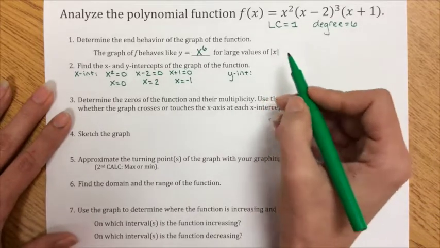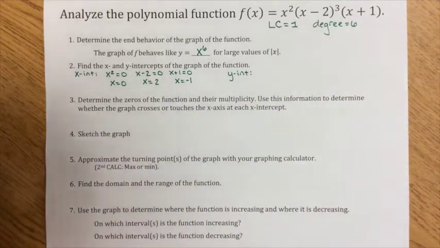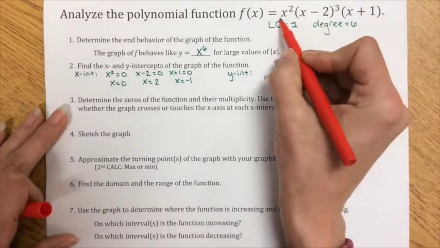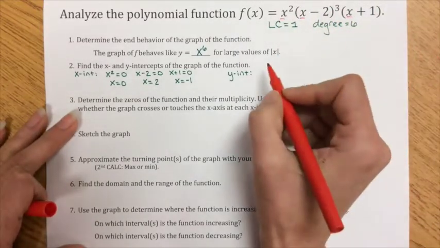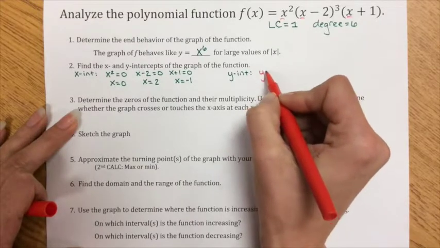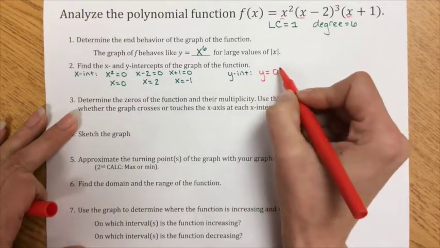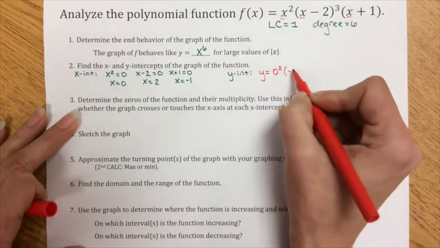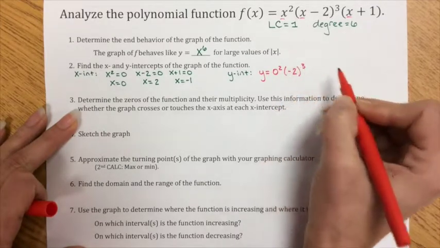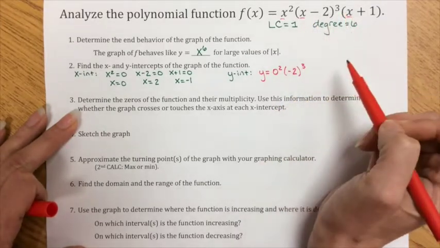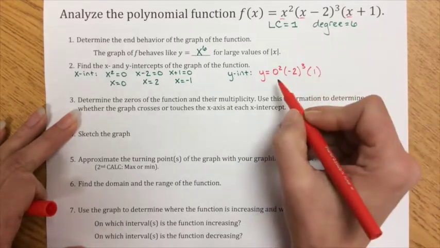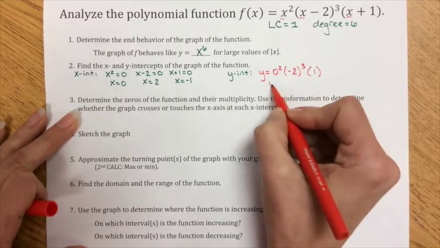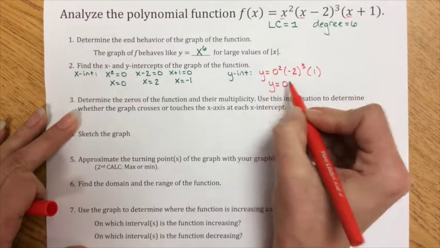For y-intercepts, we are going to plug in 0 for x and solve for y. If we plug in 0 for x to our original function right here, everywhere we see an x, we're going to replace it with a 0. So we're going to say that our y-intercept equals 0 squared times negative 2 cubed, since 0 minus 2 is negative 2, times 1. And when we multiply all that together, we find that the y-intercept is 0.